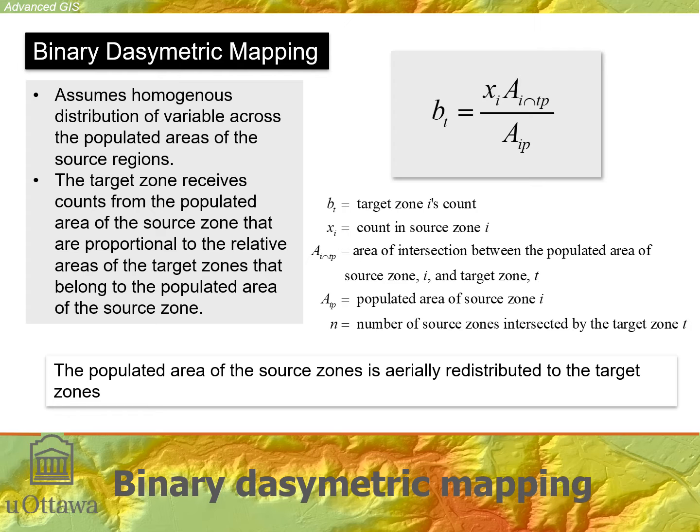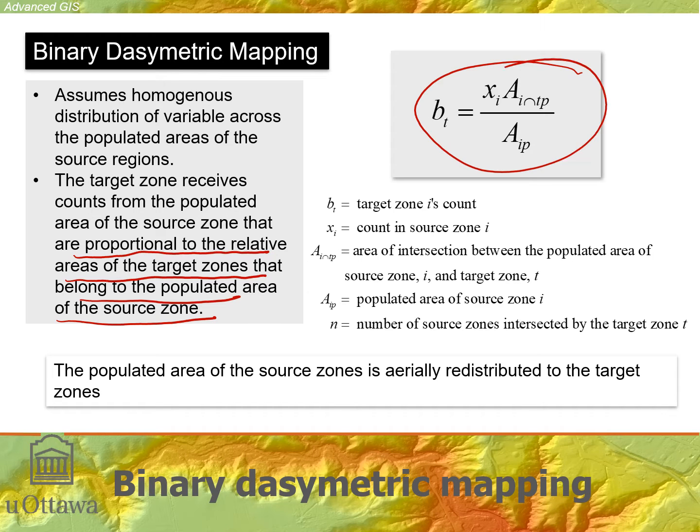And the target zone receives counts from the populated area of the source zone that are proportional to the relative areas of the target zones that belong to the populated area of the source zone. That simply means, as I was showing you a second ago, that I find the area of all the yellow ones together. That's the total yellow area. I divide each individual yellow area by that total to get an area ratio and multiply that by the 510. And that's the equation up here for doing that.